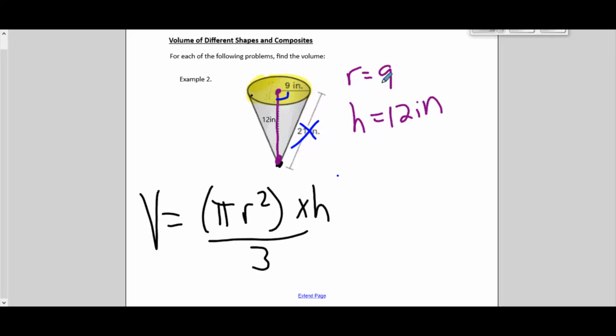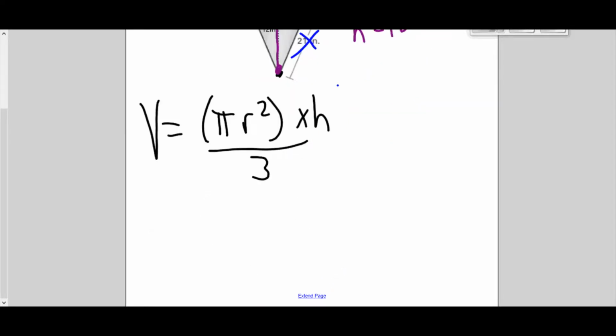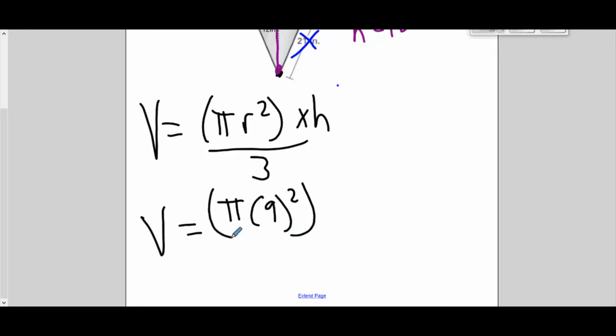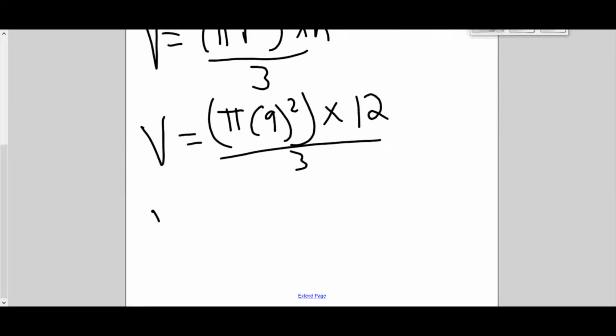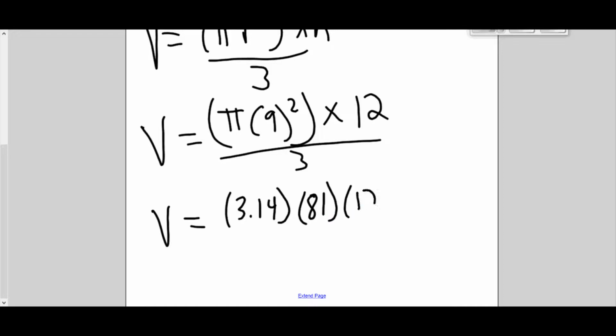So I'm going to plug in 9 for the radius and 12 for the height. So the volume is going to be pi times 9 squared times the height, which is 12. All this gets divided by 3. So instead of writing pi, I'm going to write 3.14. 9 squared is 81, and then I have times 12. All of that gets divided by 3.